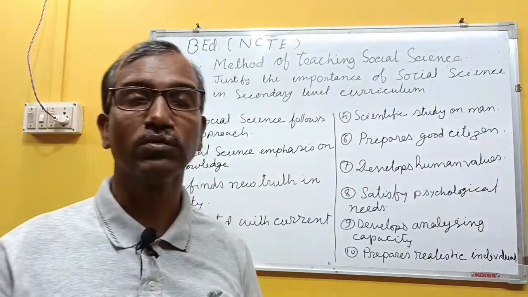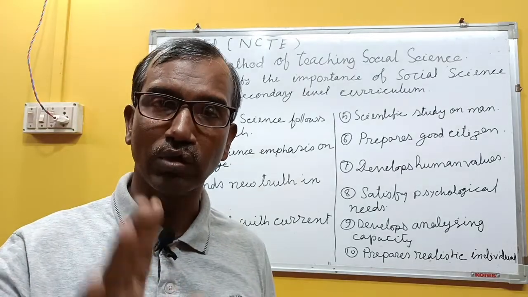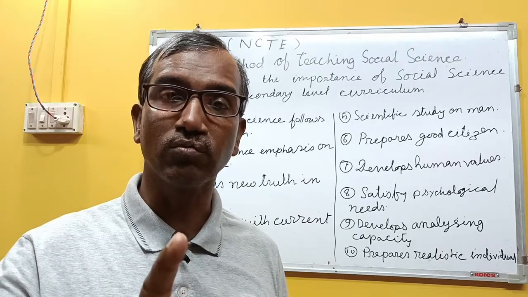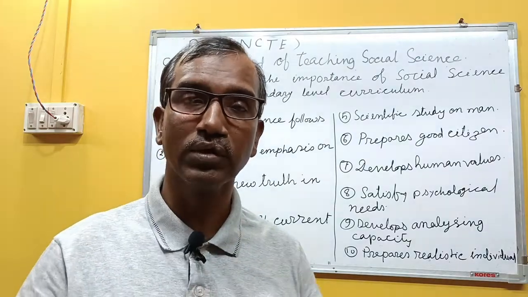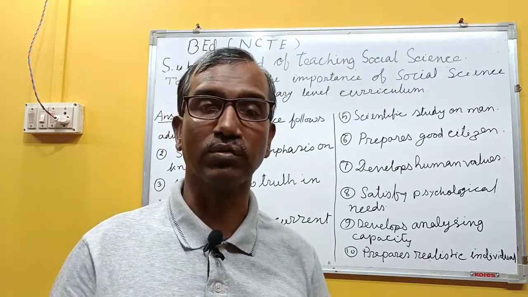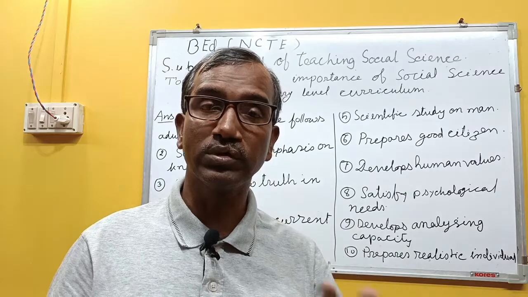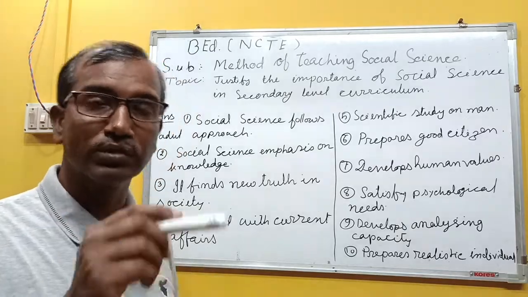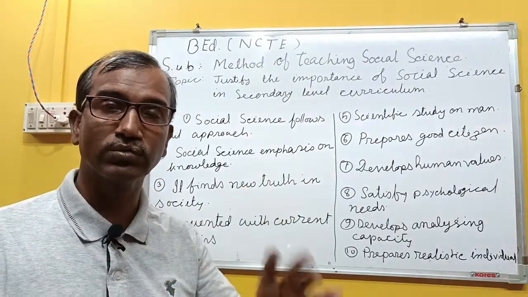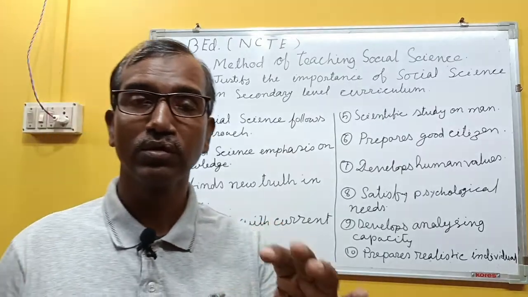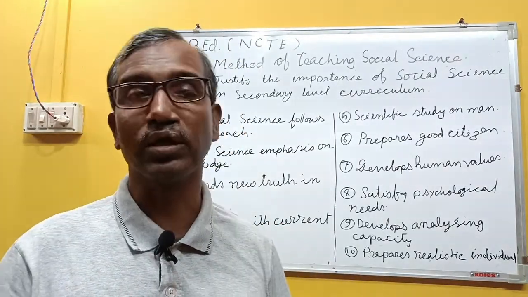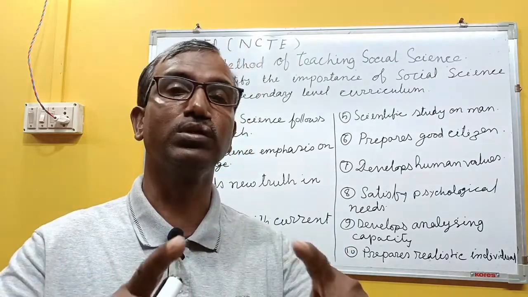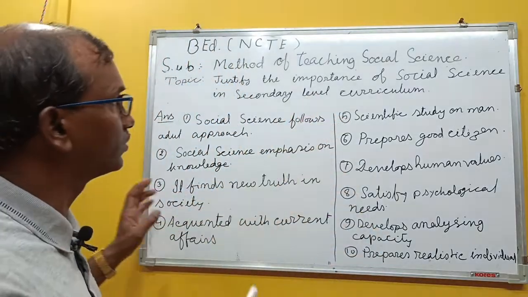As you know, social science is one of the important subjects which is known as part of the core curriculum. That means we should not avoid this subject from secondary level. So why is social science included in the curriculum of secondary level, why we should not avoid it, we must justify it. How can we justify? By pointing out its importance.